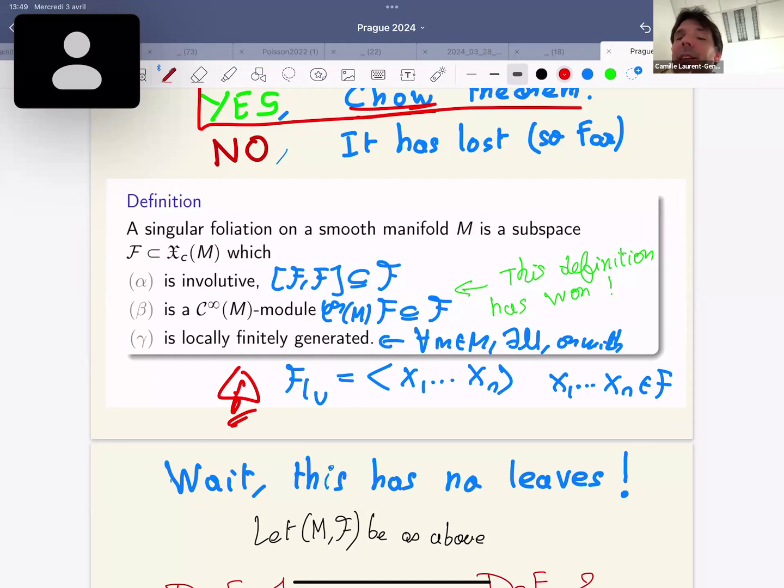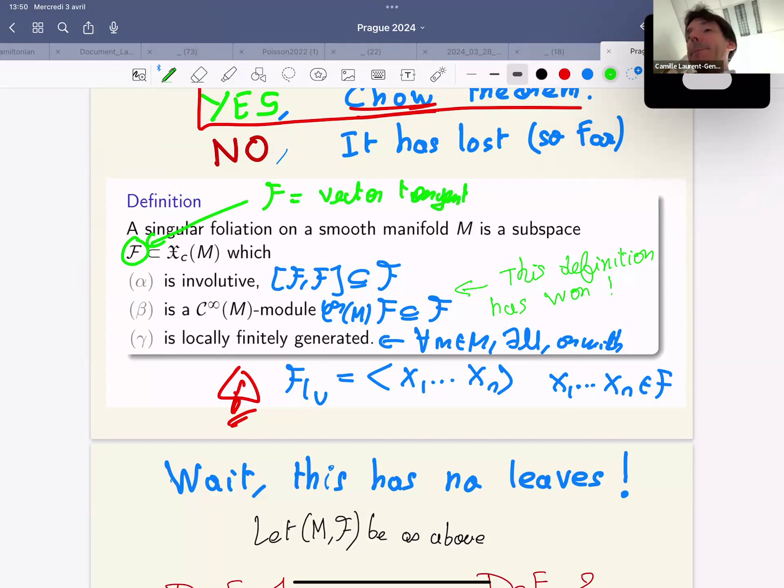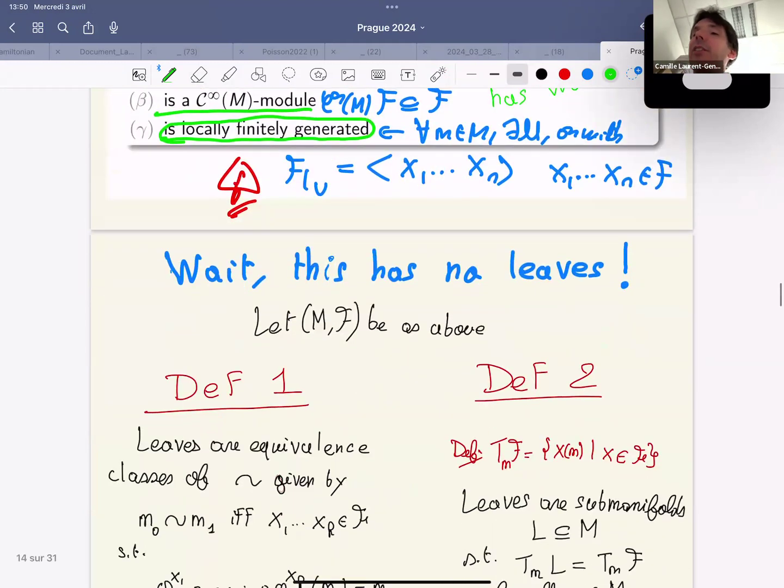Okay. I mean, when you see the definition like this, it seems quite unbelievable. I mean, why are we assuming that? But, two things. What do we want to imitate? Well, we want to imitate that F should be thought of as vector fields tangent to the leaves, right? Because if you have vector fields tangent to the leaves, well, it's going to be involutive, it's going to be a symmetry of M module, and maybe if you are lucky, finitely generated.